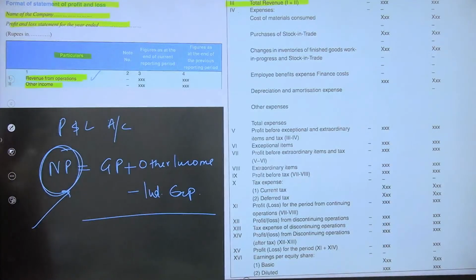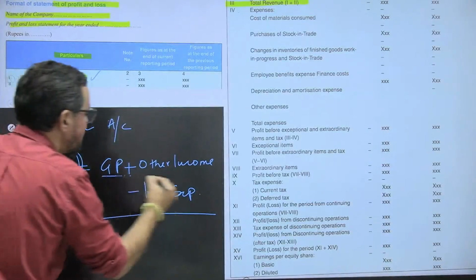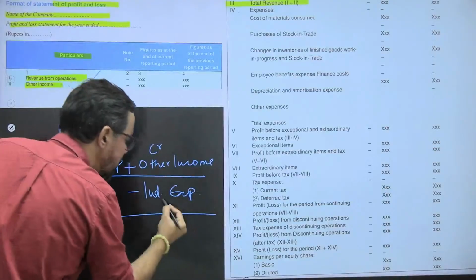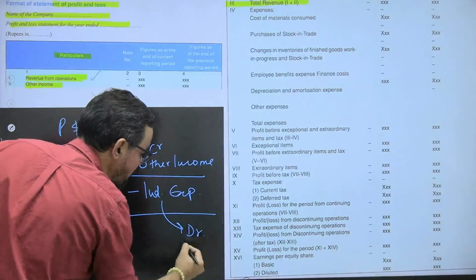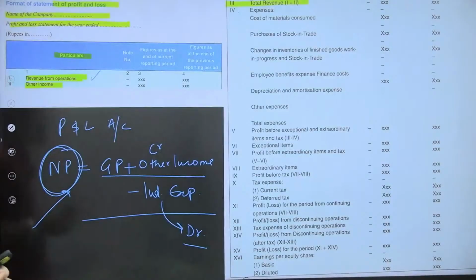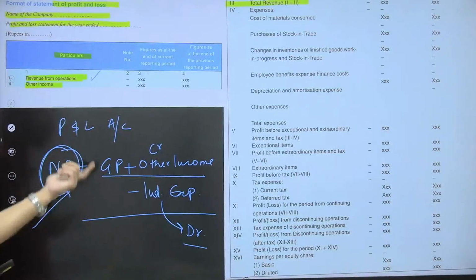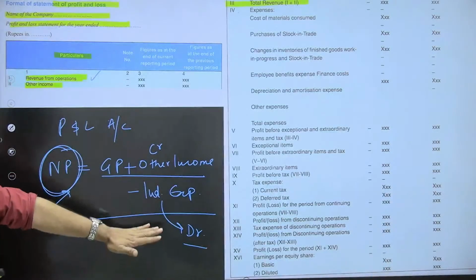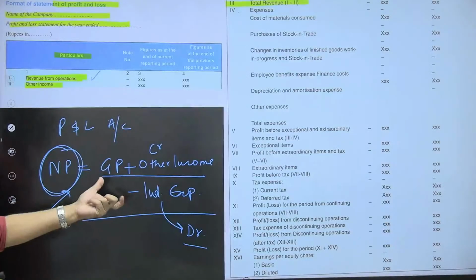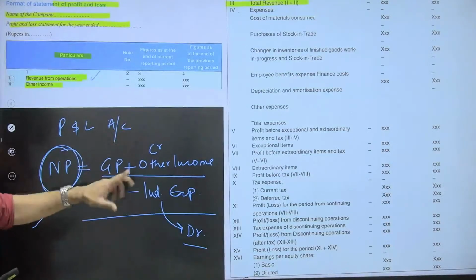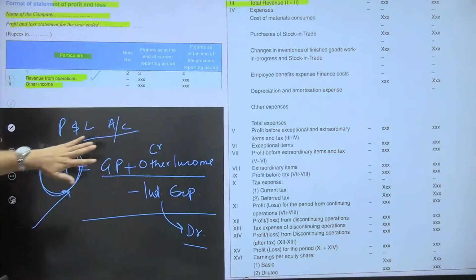Okay friends, now look here, this is the first part. This is basically the credit side and this is basically the debit side. So when will your net profit situation arise? When your credit side is greater than your debit side. If there is a reverse case, where your debit side is greater than your credit side, it is the situation of net loss.